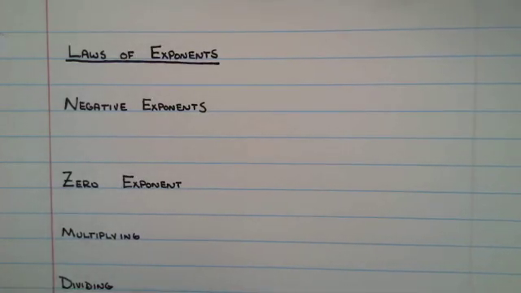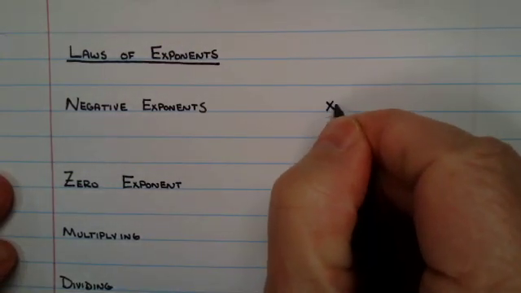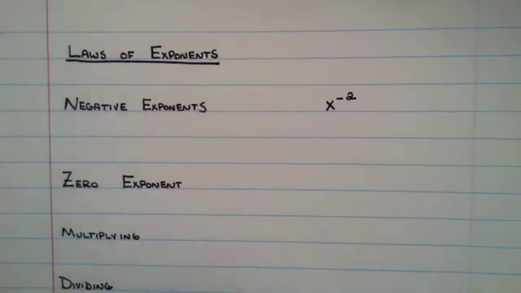For each law of exponents, I'm going to provide an example for each one of these laws. First is negative exponents. So I want to provide an example of something with a negative exponent and show what we need to do to change this to a positive exponent, because that's what they'll ask you to do. Write your answer using positive exponents.